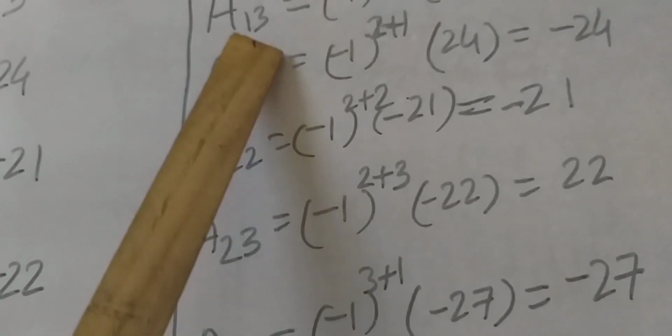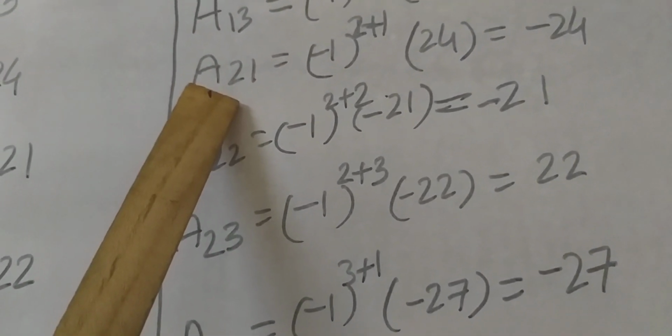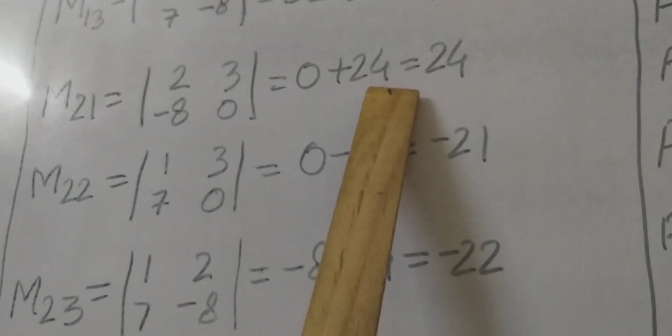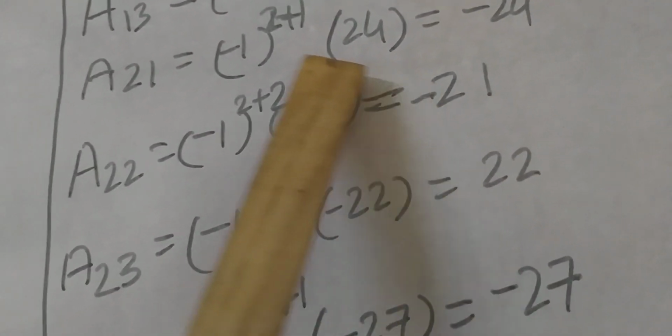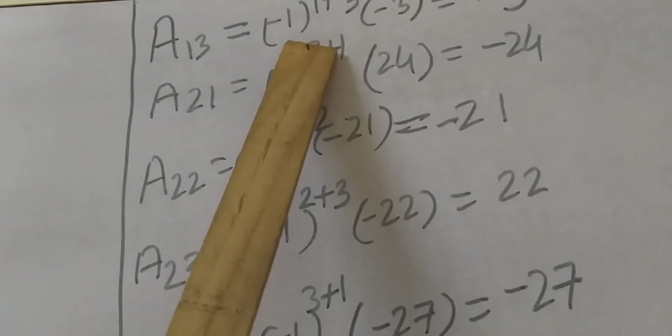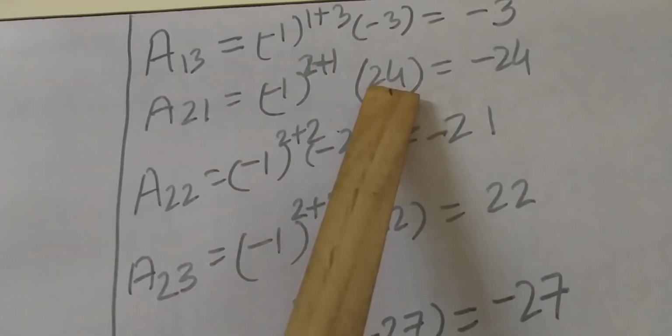Now students, a21. Cofactor of a21 equals -1 to the power 2 plus 1. m21 value is 24. So -1 to the power 3, it is odd. So -1 to the power 3 equals -1. -1 into 24 is -24.